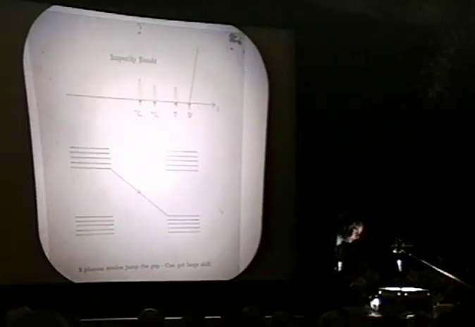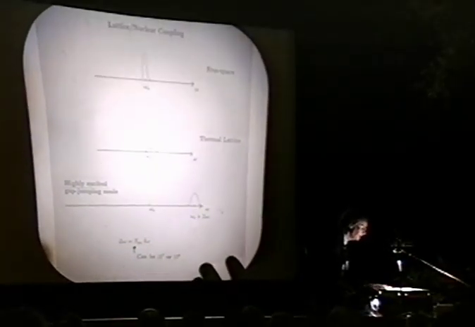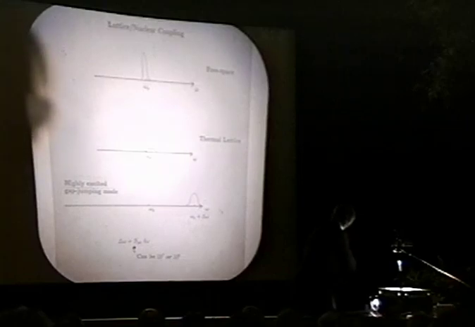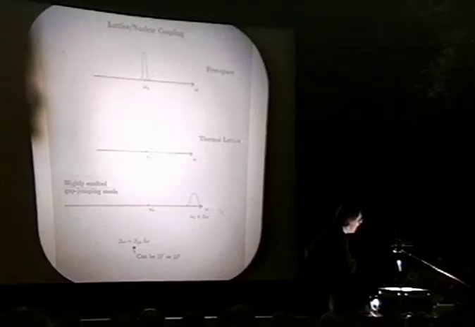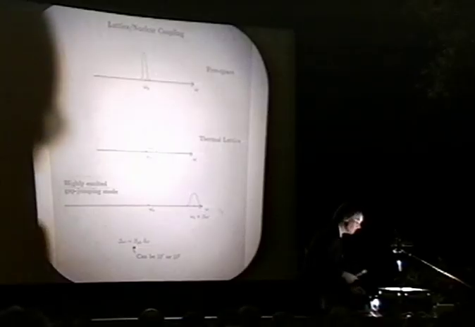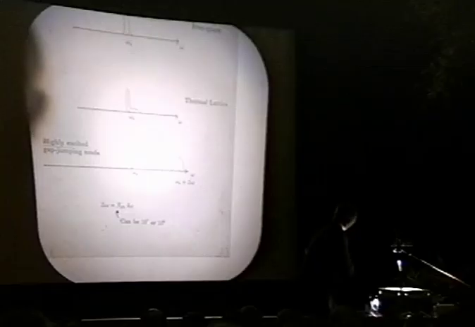The basic picture that goes along with this is this kind of picture. In the thermal lattice, for neutron capture, there might be emission centered around the resonant frequency. But if you have a gap jumping mode that's highly excited, you can move the line a large amount in principle. You can move it by the number of phonons that are in your gap jumping mode times the amount the phonon mode jumps the gap.